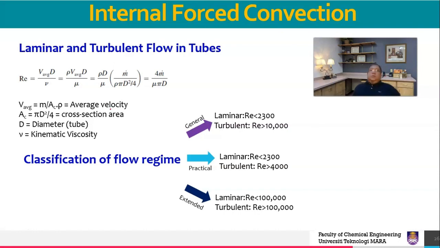Okay, so let's look at the theory. This equation is very important because it details the relationship between V average and m dot. m dot is basically the mass flow rate, and from m dot you can know the value of V. So how do you know the value of V?